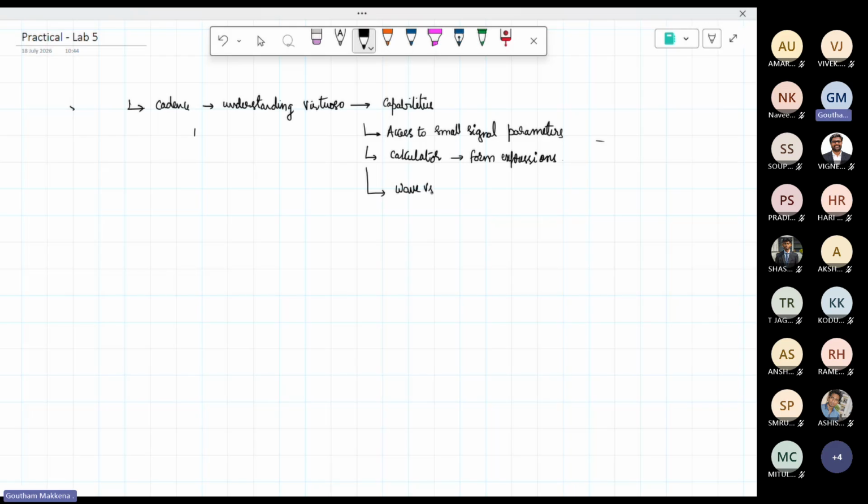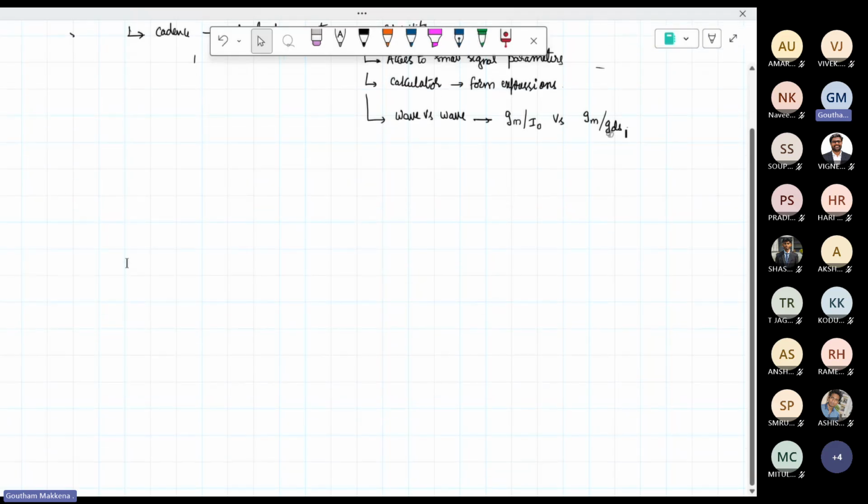And a very good feature was wave versus wave, if you remember. Suppose I wanted to plot GM over ID versus the intrinsic gain GM over GDS. Then we exploited the wave versus wave feature, and then we were able to plot. So that was the introduction to the Cadence lab that we have done.